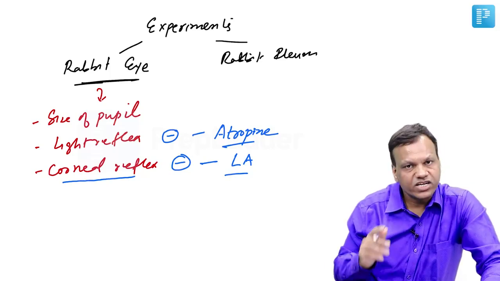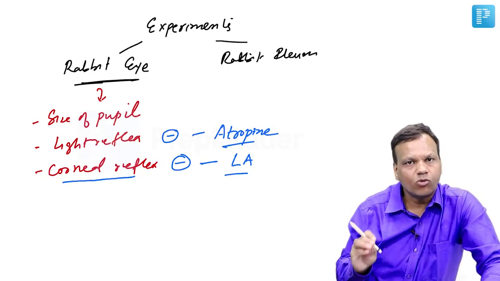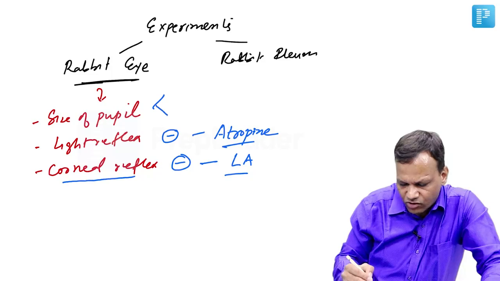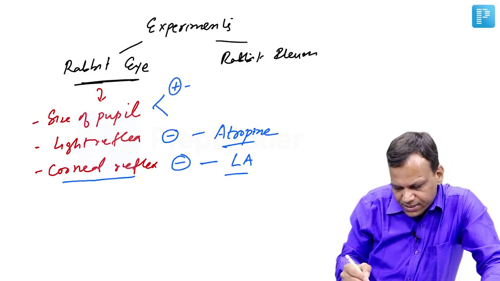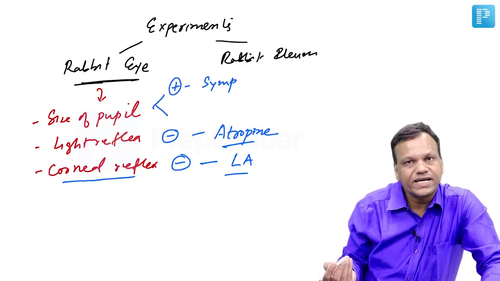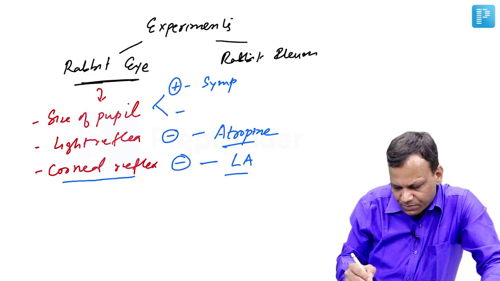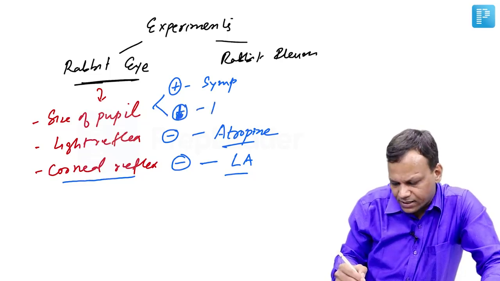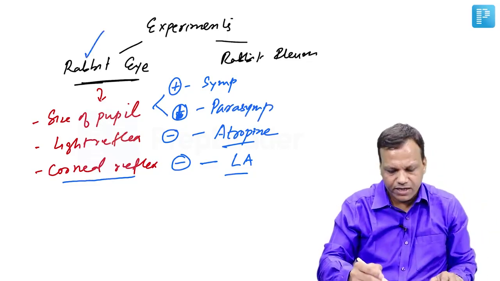If light reflex and corneal reflex both are present, so it cannot be atropine, it cannot be local anesthetic, then we will see the size of the pupil. If the size of pupil increases, it is sympathomimetic drug which causes mydriasis. And if the size of pupil decreases, that means meiosis occurs, then it is a parasympathomimetic drug like pilocarpine, acetylcholine. Okay, you can easily identify rabbit eye.